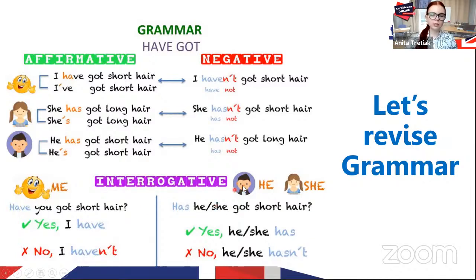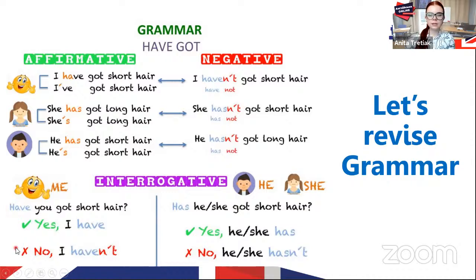But if I want to ask about him or her, I say has at the first place. Has he or she got short hair? Has she or he got short hair? And then how can we answer these questions? We can simply say yes or no.